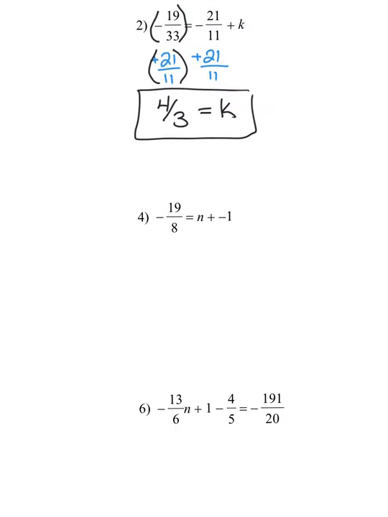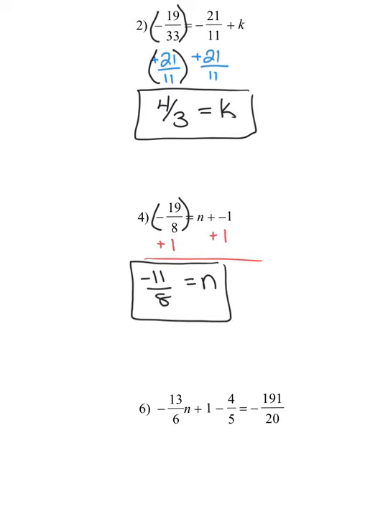If I look at number 4, again, I want the n by itself. So I'm going to add 1, add 1. So if I'm doing this on my calculator, I'm going to do negative 19 divided by 8 in parentheses plus 1. If you get a decimal, hit math, enter, enter. Or if you're using a scientific calculator, hit arrow fraction, F-R-A-C. You should get n equals negative 11/8.